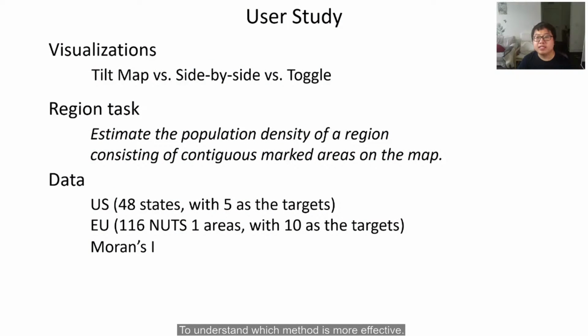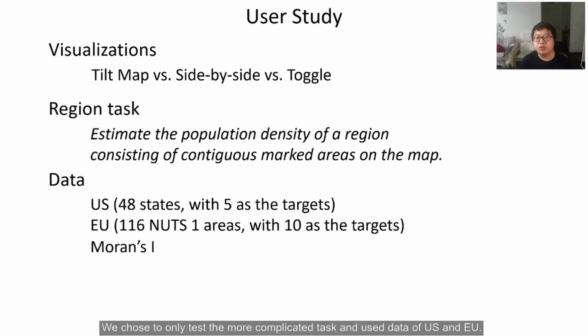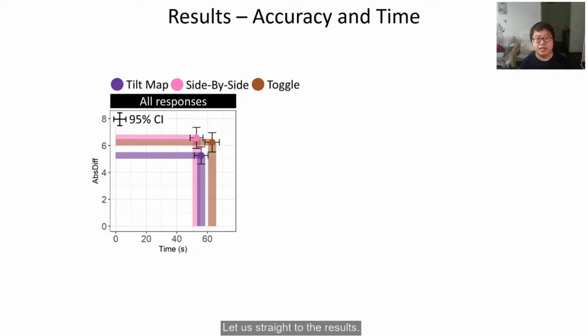To understand which method is more effective, we chose to only test the more complicated task and use the data of US and EU. In the US data, we use 5 states as the targets, and in the EU data, we use 10 areas as the targets. We again control the Morse eye for spatial correlation. Let us go straight to the results.